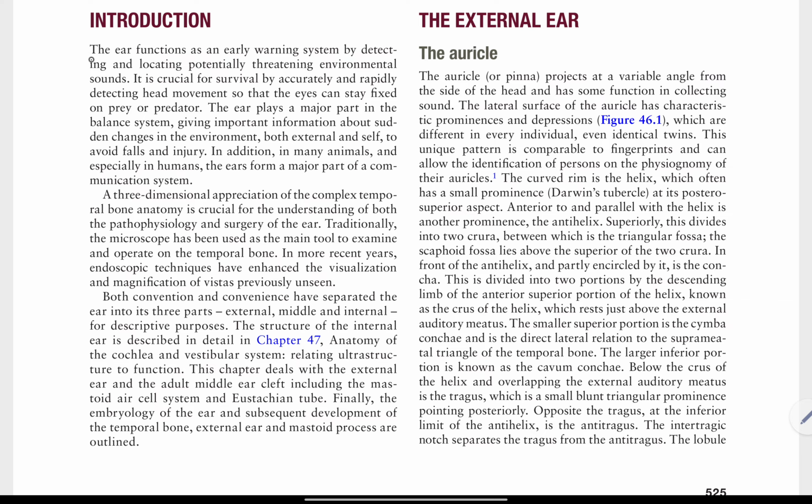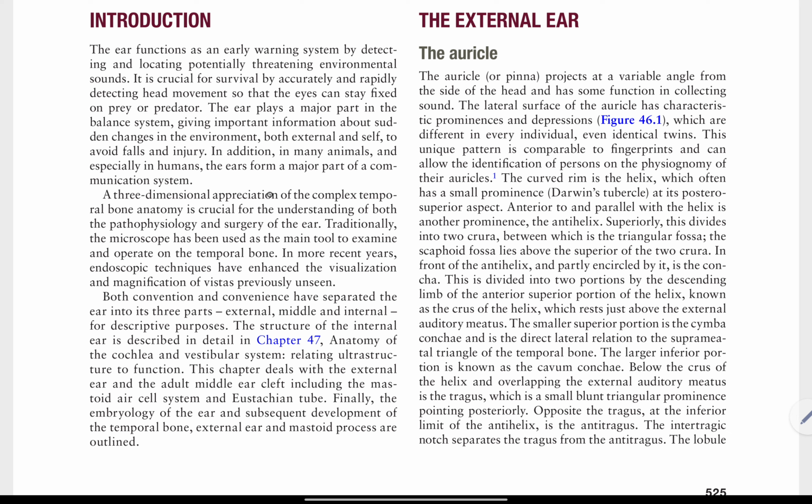Introduction. The ear functions as an early warning system by detecting and locating potential threatening environmental sounds. It is crucial for survival by accurately and rapidly detecting head movements so that the eyes can stay fixed on the prey or predator. The ear plays a major part in the balancing system, giving important information about sudden changes in the environment, both external and self, to avoid falls and injury. In addition, in many animals and especially in humans, the ear forms a major part of the communication system.